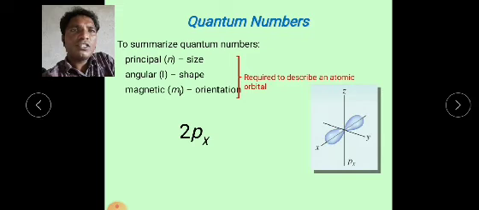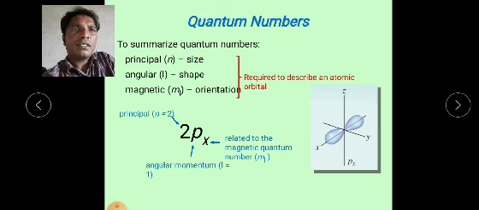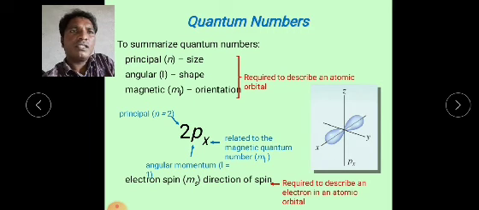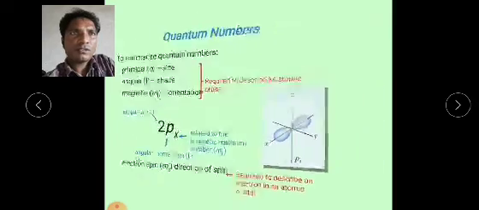So see, this is the 2px orbital. In this 2px orbital, this is the principal quantum number, and this is the px orbital. So see, this is the structure of the px orbital, and the angular momentum quantum number L is equal to 1, and it is related to the magnetic quantum number m. So the electron spin, the direction of spin, is required to describe an electron in an atomic orbital.